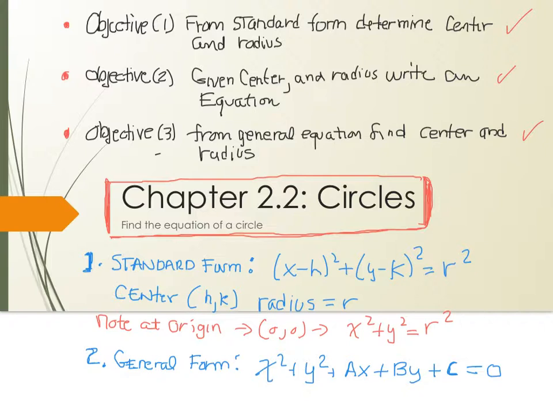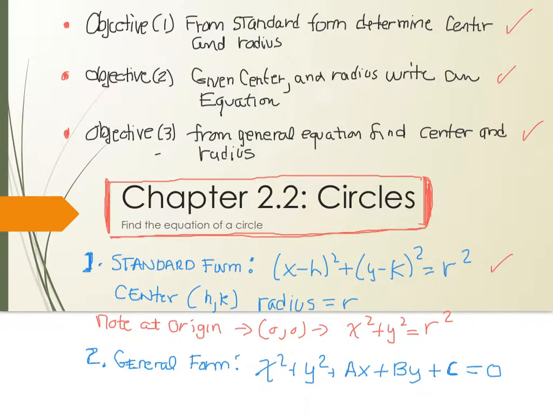So you will notice that the standard form of our equation is the following. It is (x minus h) squared plus (y minus k) squared is equal to r squared. And then the center is at (h, k) with the radius r. We will note at the origin, at (0, 0), we have just x squared plus y squared is equal to r squared. The equation of the circle came from the idea of the Pythagorean theorem.